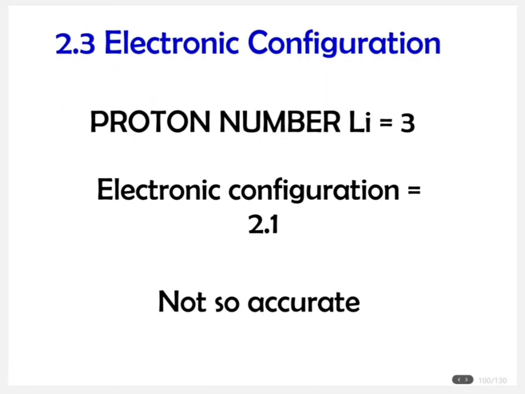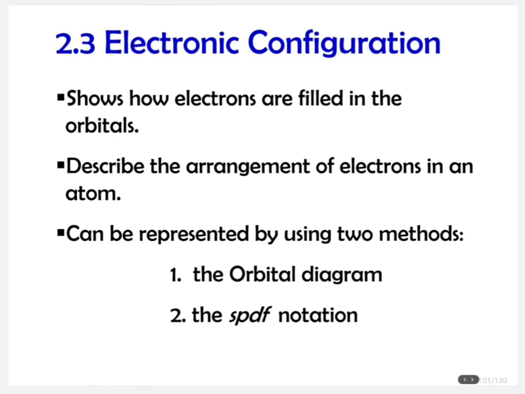Okay, so first kita recap balik electronic configurations that you have learned during secondary school. Selama ini kalau kita ada sesuatu atom dan contoh lithium ada 3 elektron, kita akan tulis dalam bentuk 2.1. Okay, so actually this electronic configuration is not so accurate. So we're going to learn about the more accurate way to write the electronic configurations in this subtopic.